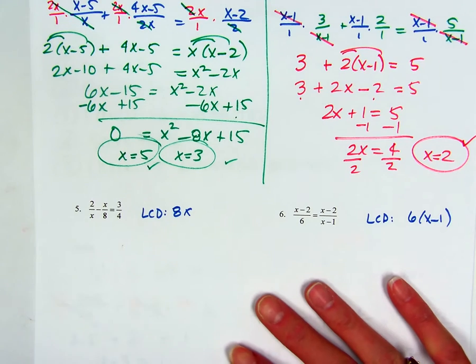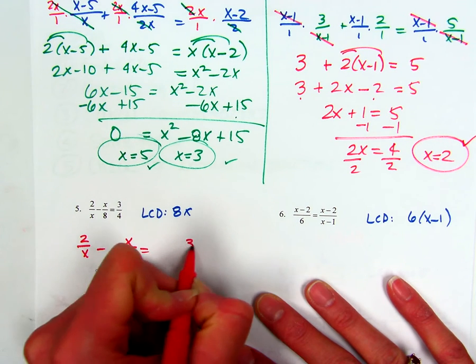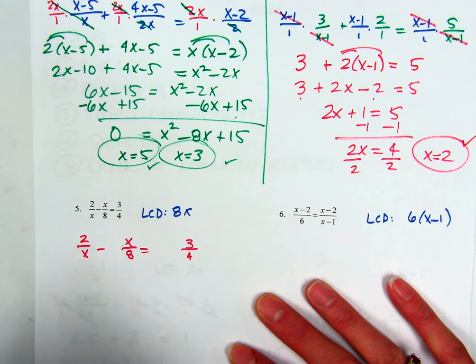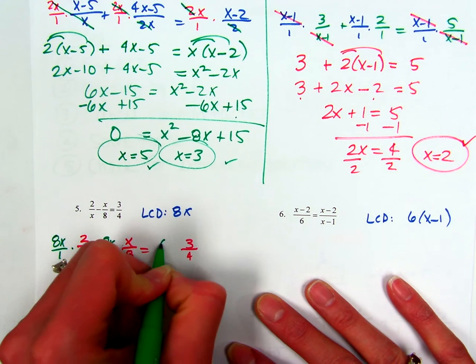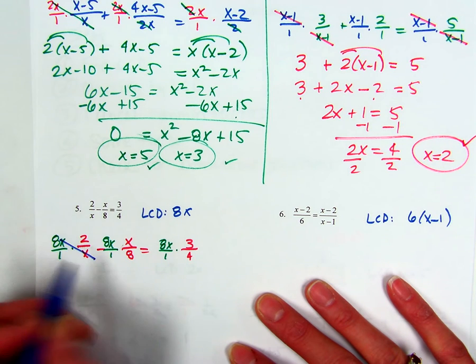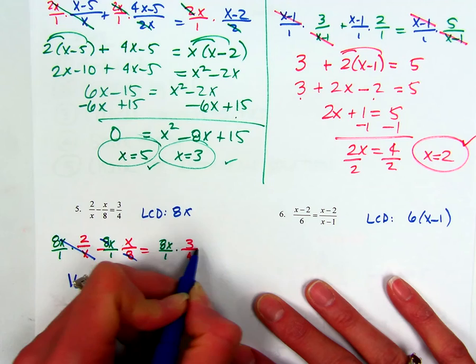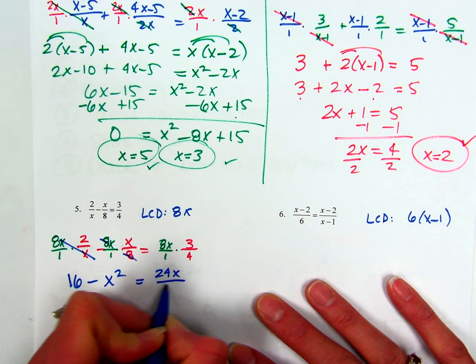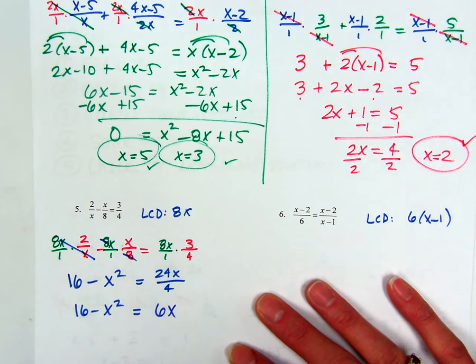My LCD is 8x, so I'm going to write down my problem with a little bit of space. My LCD is 8x over 1, 8x over 1, and 8x over 1. So I'm going to cancel common terms. I get 16, the 8's cancel, minus x squared. Nothing cancels, so I have 24x over 4, which a better way to write that is just 6x.